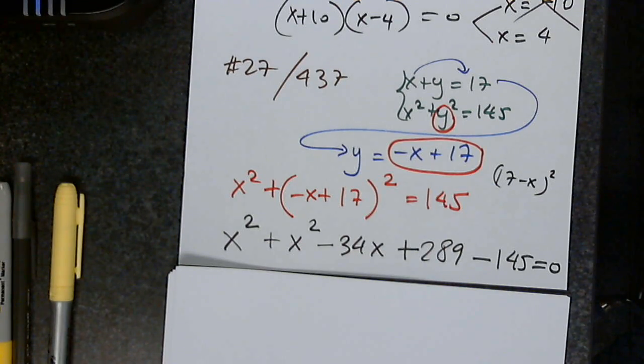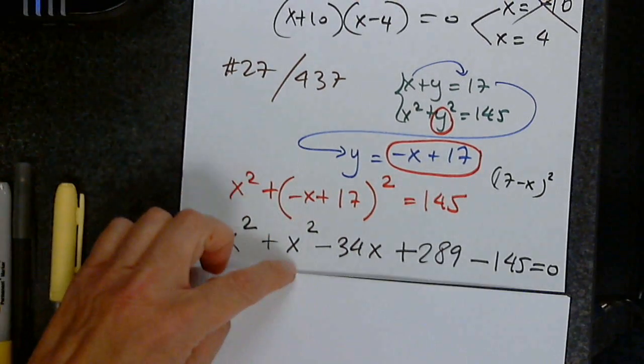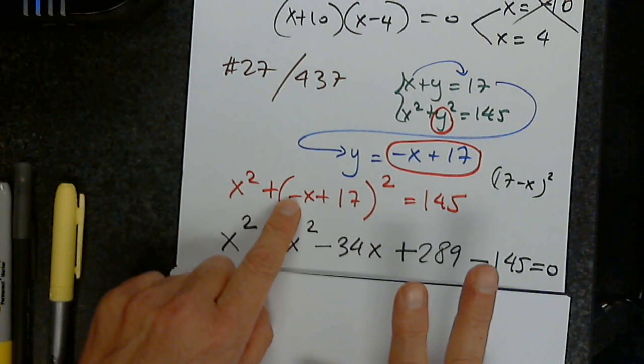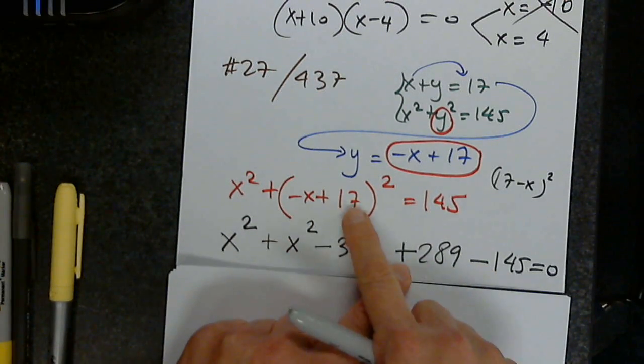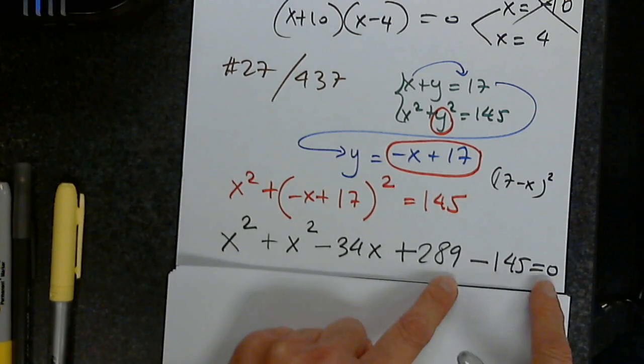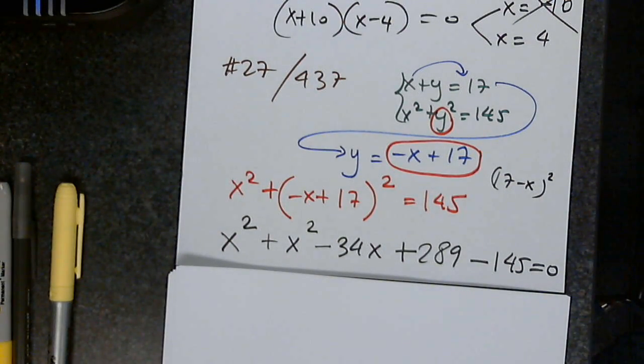So this one you use the formula. I have to combine like terms, yes. So the first term squared minus 2 because one of them is negative. Minus 2 times x times 17 is negative 34x plus 17 squared is 289. Subtract 145 and set it equal to 0. Yes, I'm ready.